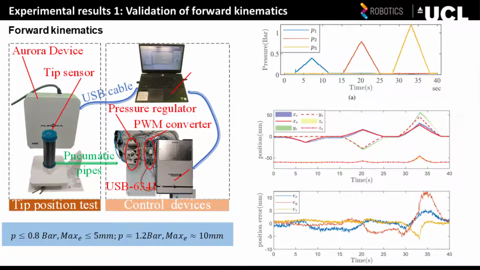3 chamber pairs are pressurized with 0.4, 0.8, and 1.2 bar in turn. The pressure increases gradually to simulate the quasi-static process. The result shows that when the pressure is less than 0.8 bar, the maximum error in 3 directions is below 5 mm. The error increases when pressure equals 1.2 bar. The choice of compensation parameter mainly influences the accuracy of the forward kinematics.